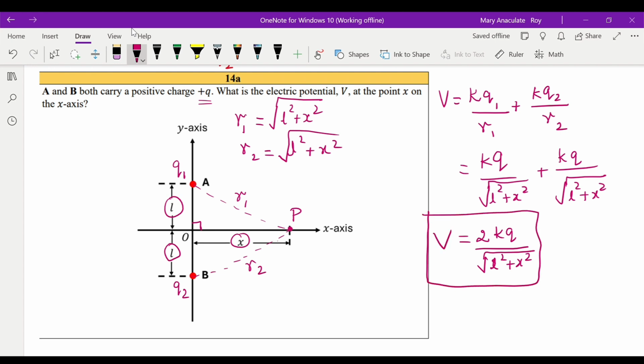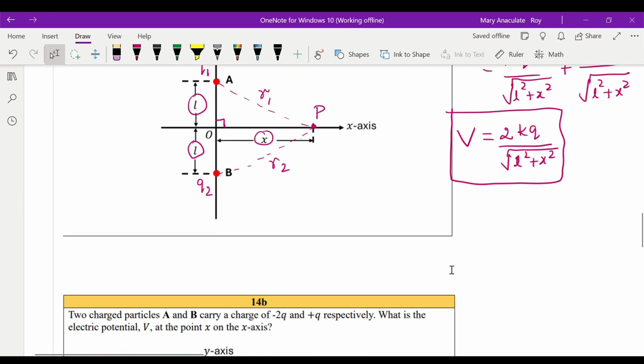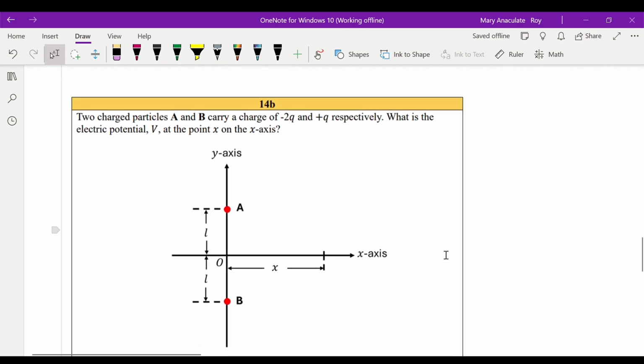If at all they had given you the values of L, X and Q, you can substitute and find out the value from this formula, or break it down into steps and solve it. So that's the 14A question and the solution. Now 14B, what's different?